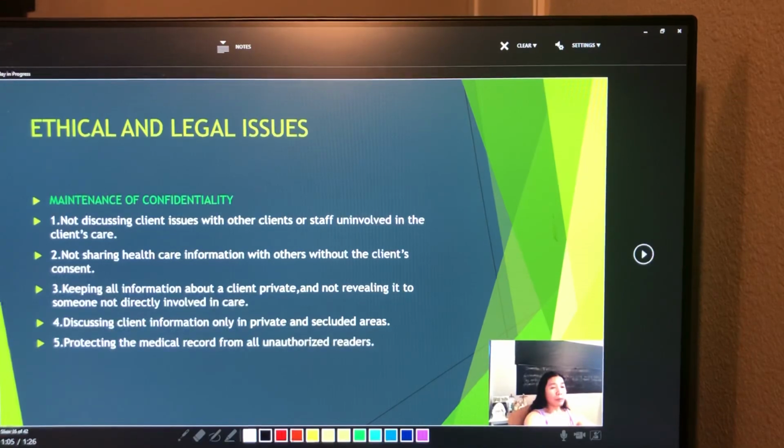Keeping all information about the client private and not revealing it to someone not directly involved in care. Discussing client information only in private and secluded areas. Protecting the medical record from all unauthorized readers.